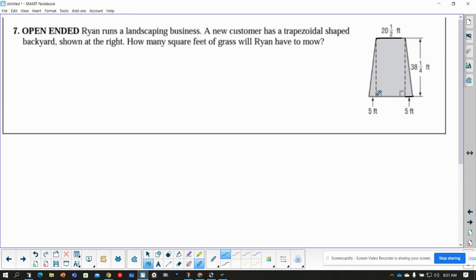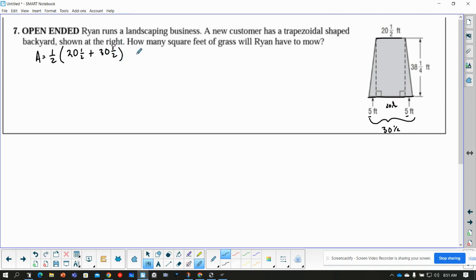It's got this little part here is 5, this is 5. This part in the middle here, since it's directly down from this, would be 20.5. So this base down here, 20.5 plus the 5 and the 5. If you're not for sure, you could use your calculator, but 5 and 5 is 10. 10 plus 20.5 would be 30.5.